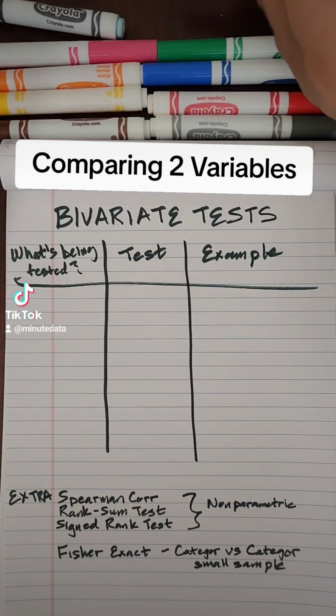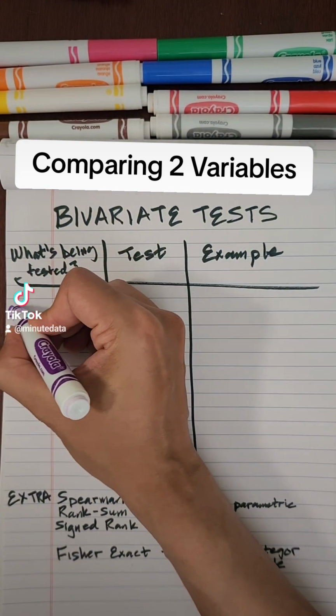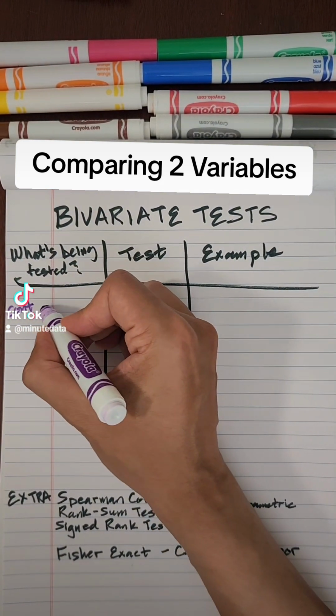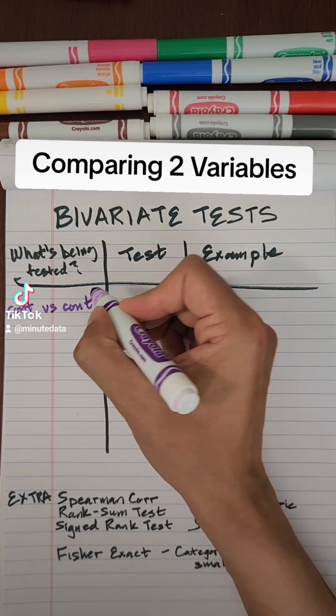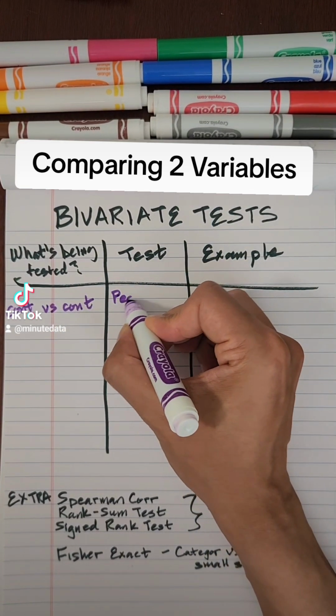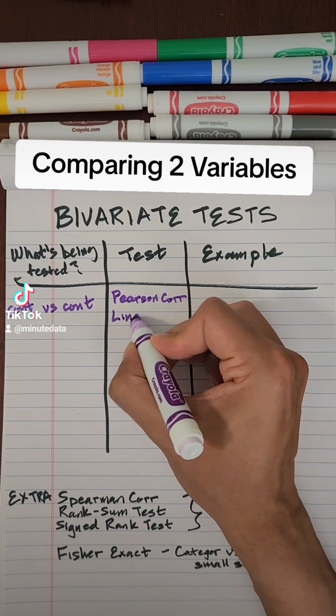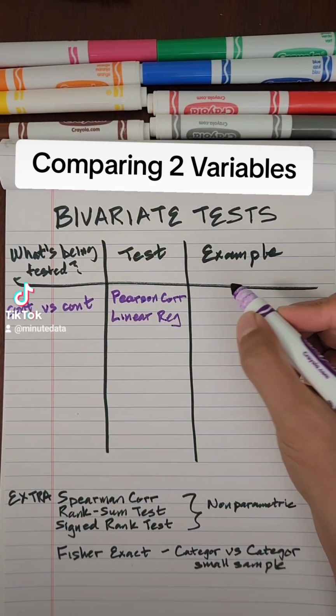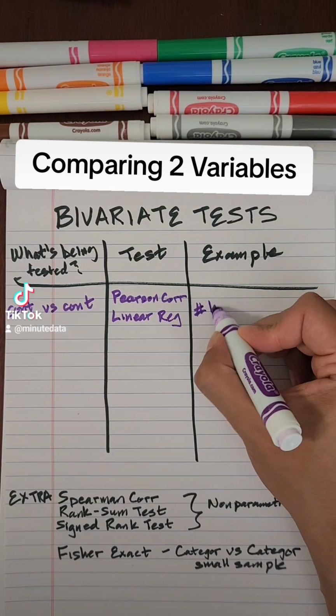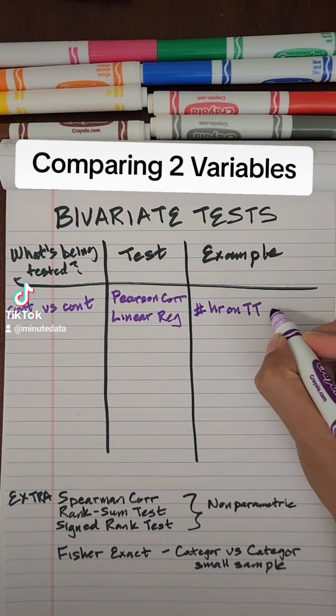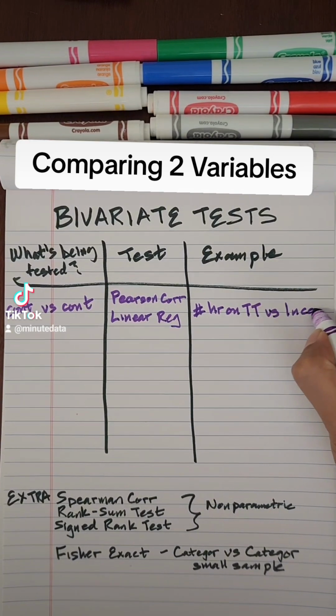So let's say we're looking at a continuous variable relationship with another continuous variable. Some tests for this would be Pearson correlation and linear regression. As an example, let's say number of hours on TikTok versus income.